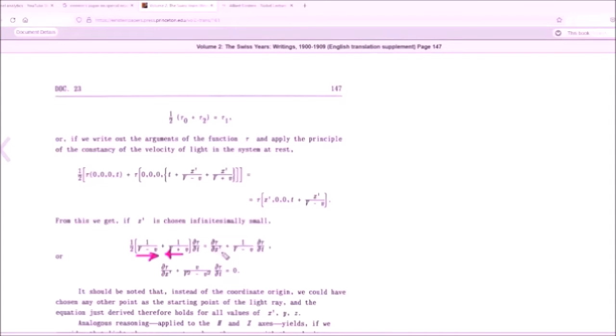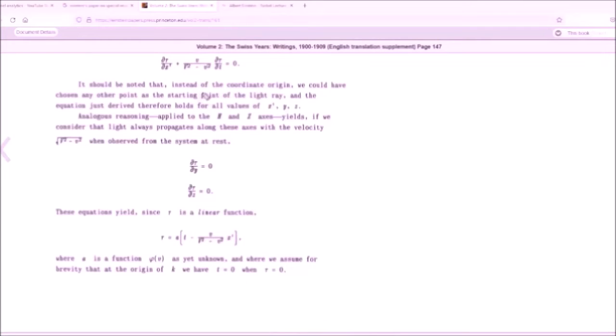The change of tau will equal the change of tau with respect to the initial time multiplied by the difference in velocity, or that equation will equal 0. It should be noted that instead of the coordinate origin, we could have chosen any other point as the starting point of the light ray, and the equation just derived therefore holds for all values of x, y, and z.